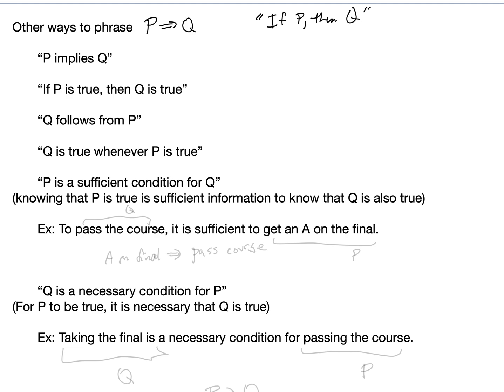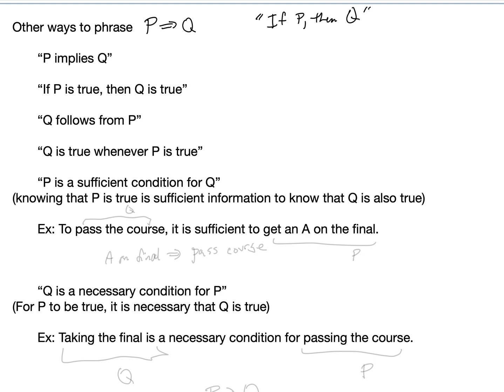But it can also be stated as things like Q follows from P. So the fact that a function is continuous follows from it being differentiable, for example. Or Q is true whenever P is true. A function is continuous whenever it is differentiable. P is a sufficient condition for Q. So in other words, knowing that P is true is sufficient information to know that Q is also true.